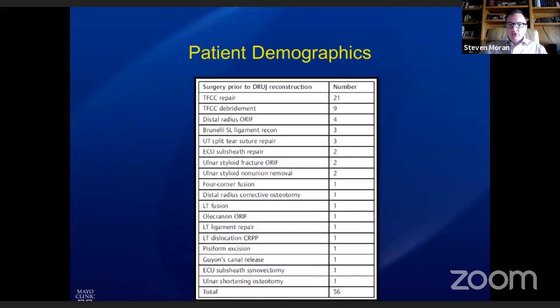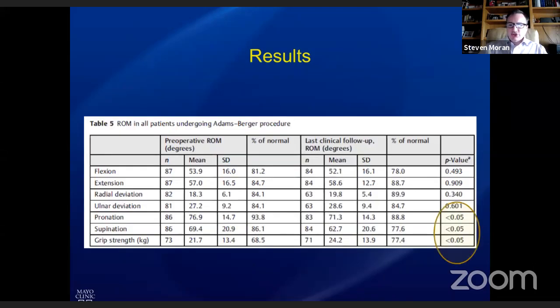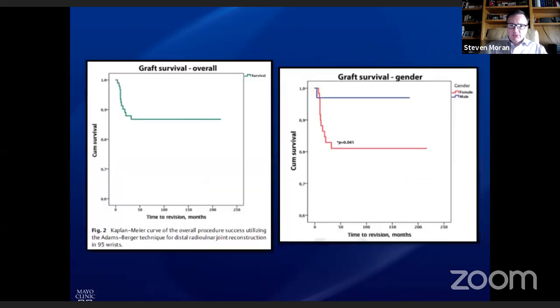There were a number of previous procedures all these patients had, with the most common being a previous TFCC repair or debridement. And the results showed that at the 6-year follow-up, there were substantial improvements in pronation, supination, and grip strength. And as I said, 90% of these patients were stable.